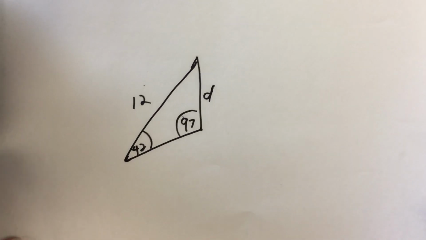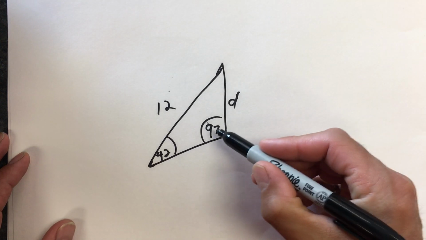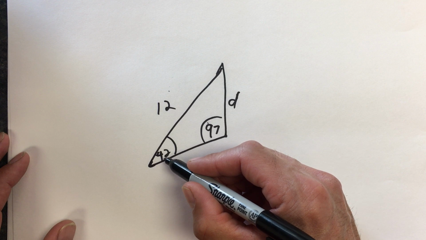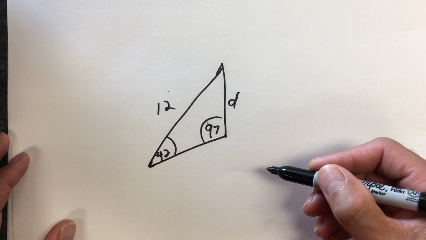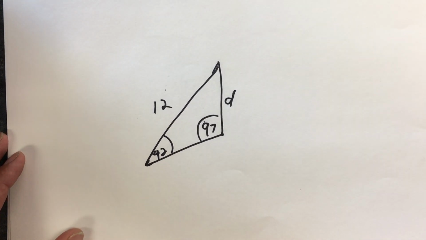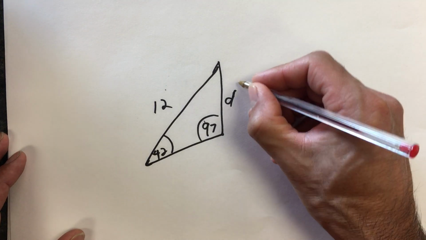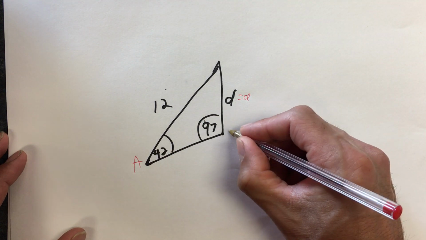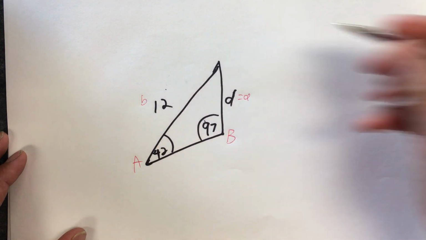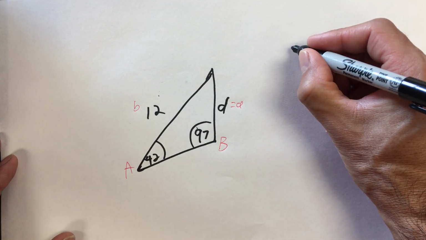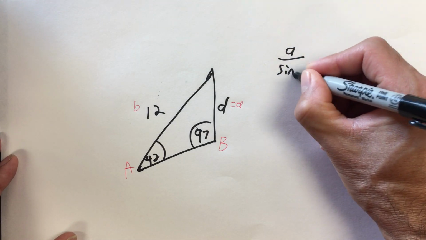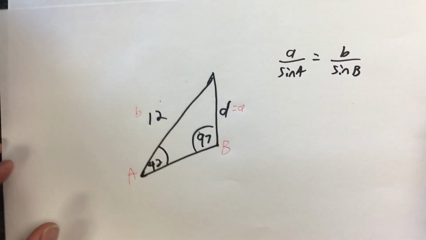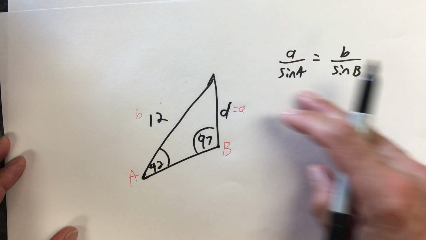So let's solve this question here. I've got an angle of 97 degrees across from a side length of 12, and I've got an angle of 42 degrees and a side length d, and that's unknown. So using the sine law, it's as if this is A, that's angle A, that's angle B, and that's side length B. So I will go A over sine A is equal to B over sine B. Now, once you get good at this, you're not going to need to waste time with this step writing that out.